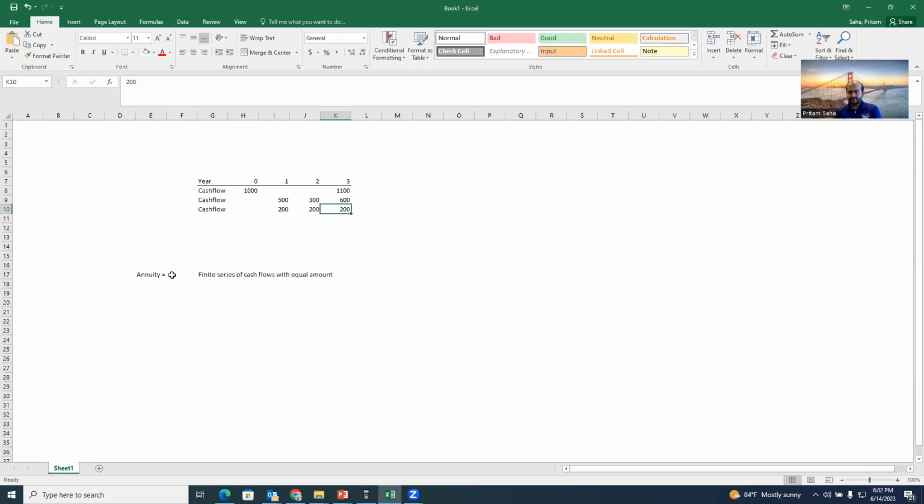Now, annuities are of 2 types. One is known as ordinary, and the other is known as due. So when we say ordinary annuity, it means all the cash flows will occur at the end of the period. So let's say our cash flow starts from year 1 and it's an ordinary annuity, that means our first cash flow will occur at the end of year 1, the second cash flow at the end of year 2, the third cash flow at the end of year 3. So when cash flows occur at the end of the period, we call it ordinary annuity.